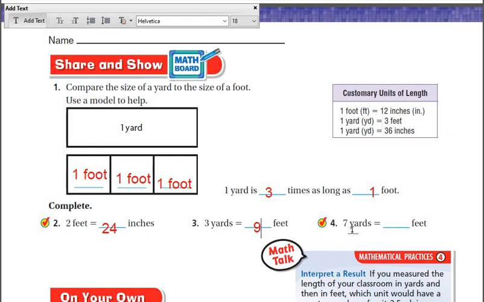Here we have 7 yards and we want to know how many feet are in 7 yards. From big to small we will multiply. So we multiply by what? I have 3 feet in 1 yard. What about 7 yards? Instead of adding 3 seven times, which is repeated addition, we will replace it by multiplication: 3 times 7, which is 21 feet.